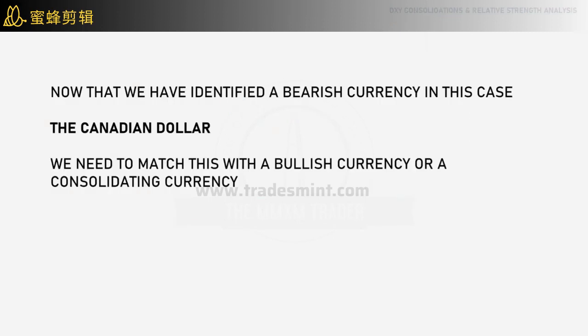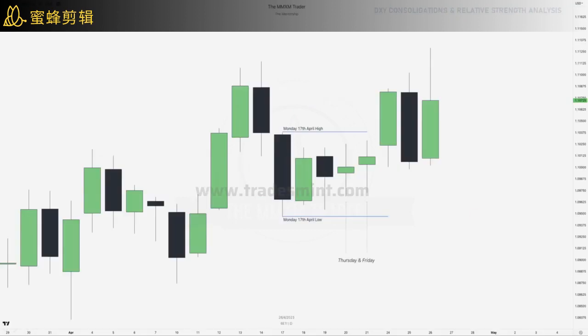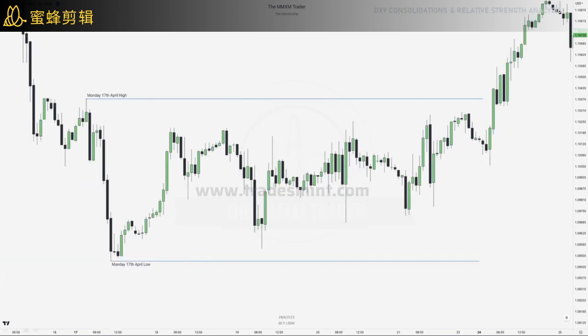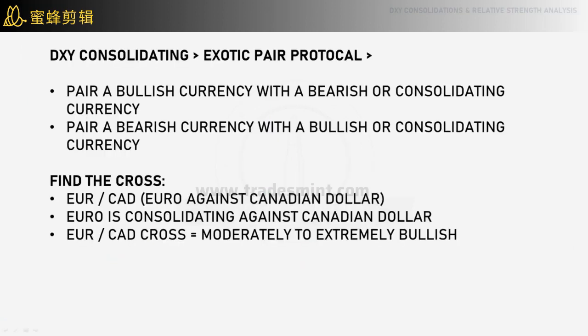Now that we've identified a bearish currency, in this case the Canadian dollar, we need to match this with a bullish currency or a consolidating currency. So over here we've got a euro futures chart, the daily chart. We can see it's consolidating right now on Thursday and Friday as well. So we're going to match up that bearish currency, the Canadian dollar, with a consolidating currency, in this case the euro. Over here we've got the 1 hour chart, and we can clearly see this is a consolidating currency. So DXY is consolidating.